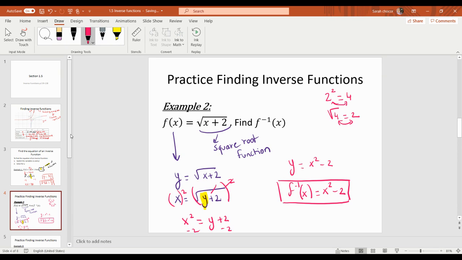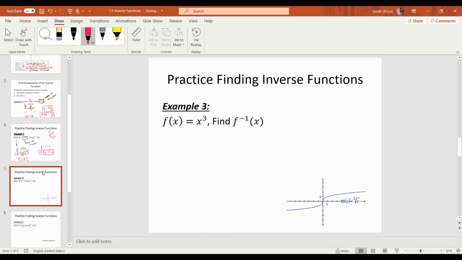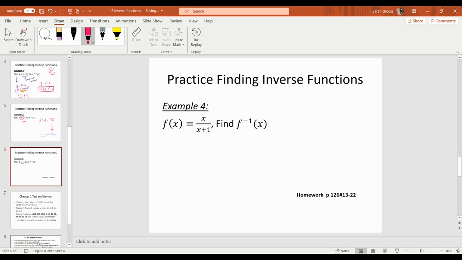Now, the third example, we're just going to do it very quick. It's pretty simple. So this is a cubic function. The inverse of a cubic would be a cube root function. And this would be the graph of a cube root function. Now, the last example might be the most challenging one. As you guys see, this would be a rational function. And the question again is to find the inverse.